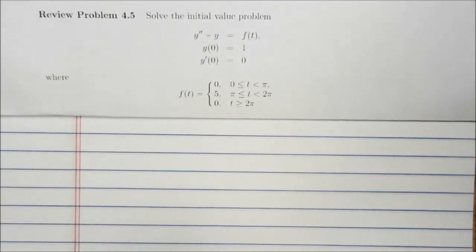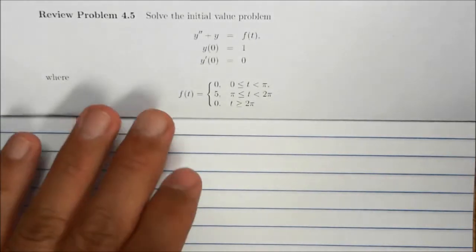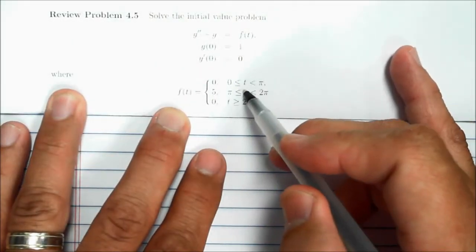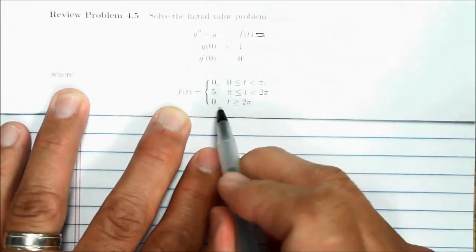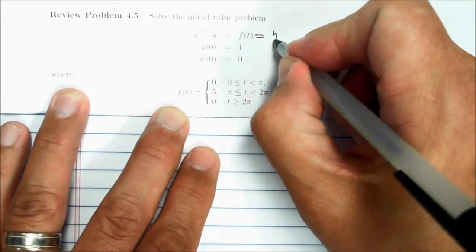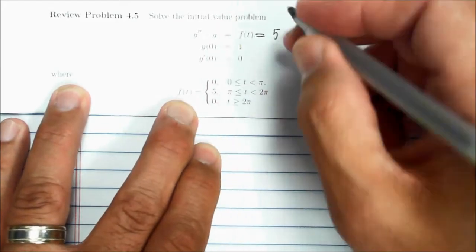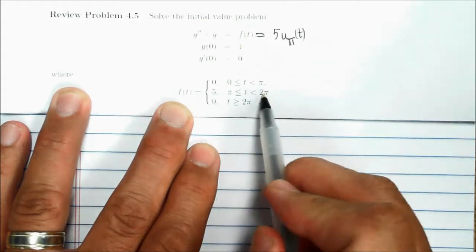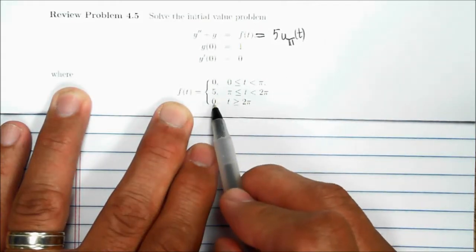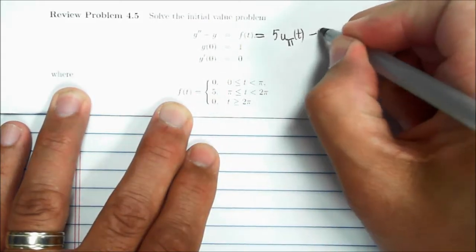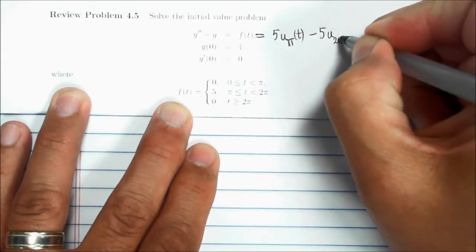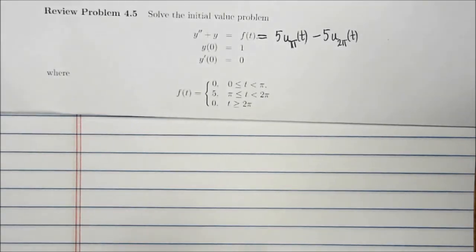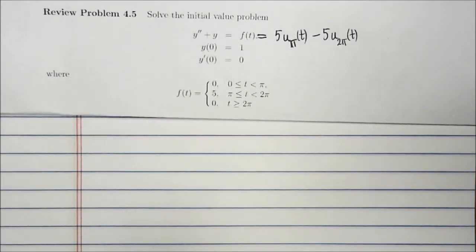Let's take a look at the solution of this initial value problem. In this problem, we have a forcing function that has jumps. We'll notice that there's a jump of size 5 that occurs at time pi. And then at time 2 pi, there's a jump of size 5 going downwards, so minus 5 u of 2 pi of t. And that's the way to express the function f of t in terms of these unit step functions.